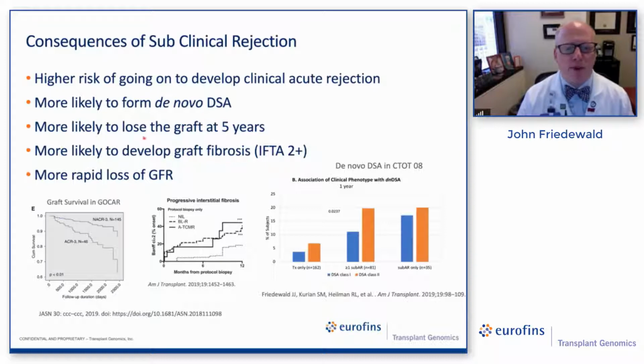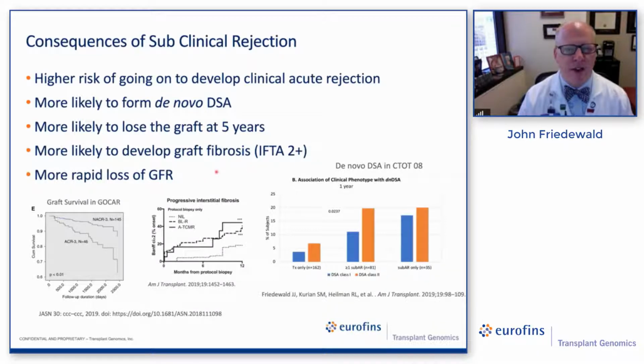They're more likely to lose the graft at 5 years, and that's shown here in the GOCAR trial, where patients at the 3-month biopsy who had no acute cellular rejection versus those that did, and this is subclinical, those that had rejection had a worse graft survival at 5 years. They're more likely to develop fibrosis in the graft, grade 2 IFTA or greater, and that was shown in the CTOT-8 trial as well as the other trials, and a more rapid loss of GFR.